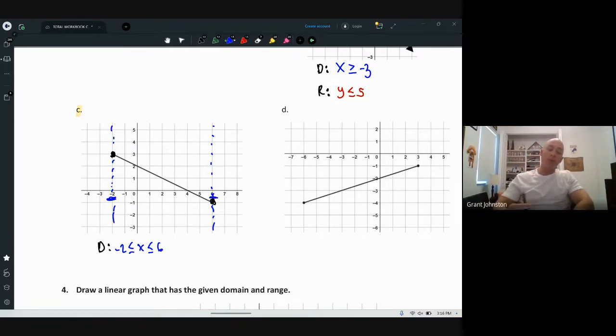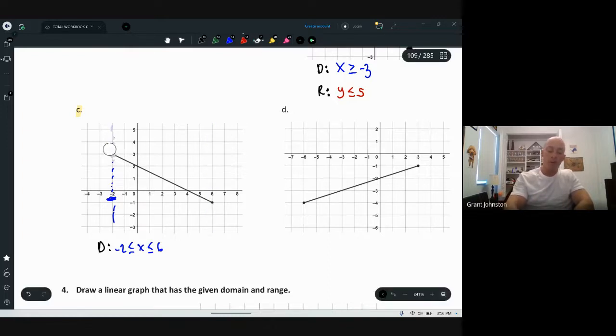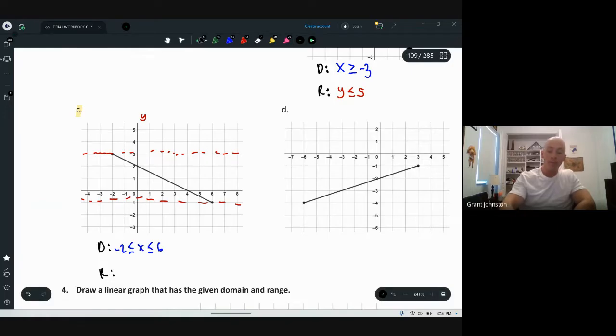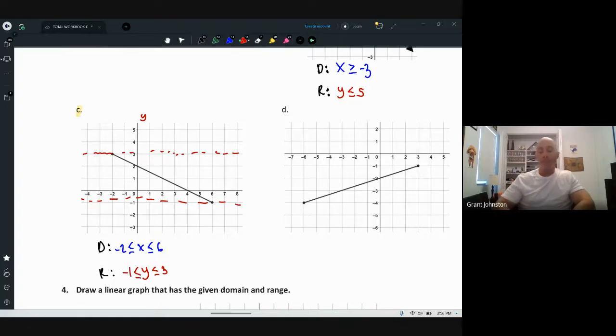Now the range is referring to the y. Let me erase this blue stuff real quick here. The range is referring to the y-axis. So the highest it goes is 3. The lowest it goes is -1. So the range is y would need to be less than or equal to 3, but greater than or equal to -1. Okay, so do your best with domain and range on the rest of the problems.